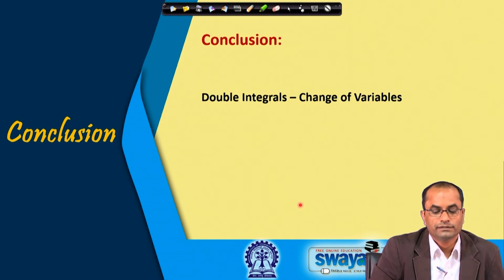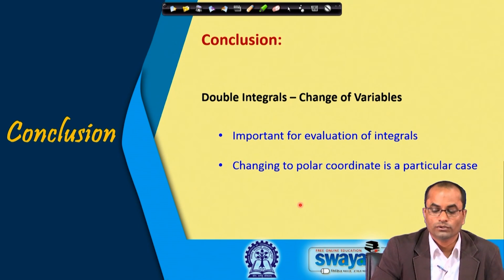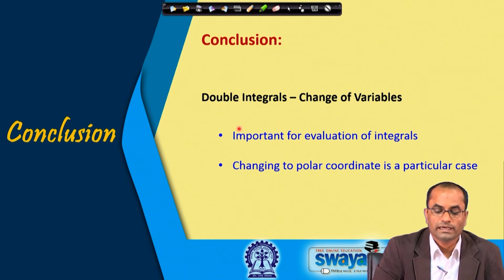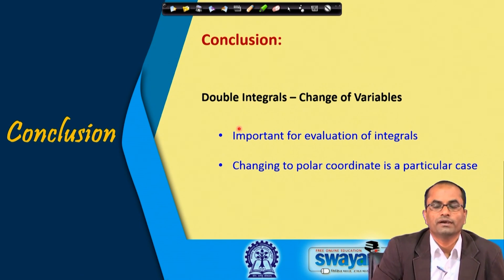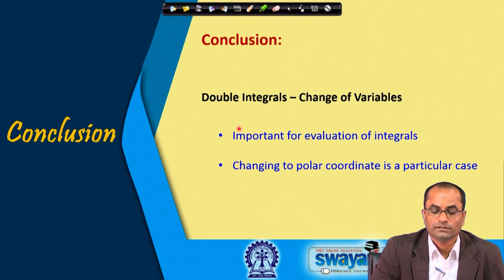So, what we have seen now is that this change of variables is another important aspect of evaluation of double integrals. Changing to polar coordinates was a particular case, but we have seen the other cases as well, where substituting different variables makes the domain of the integral easier and also the integrand easier.